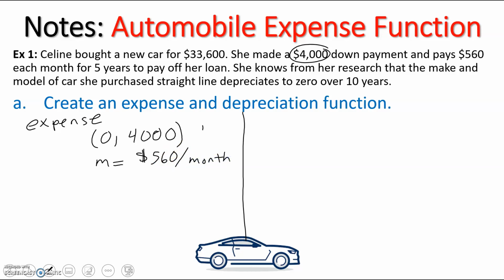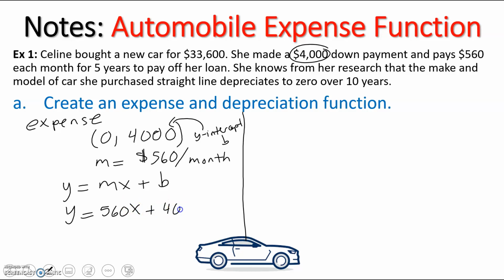Okay, so remember, when x is 0, we have our y-intercept. So we have our y-intercept, aka b, and we have our slope. All linear equations are written in the form y equals mx plus b. So our equation is y equals 560x plus 4,000, where y represents the amount spent on the car and x represents the number of months that have passed.